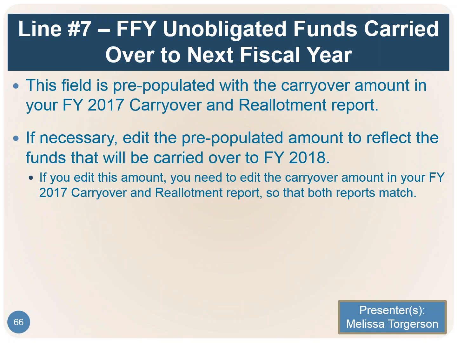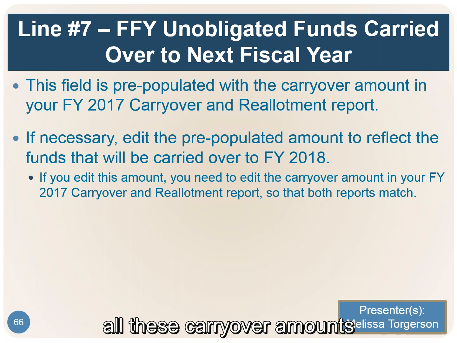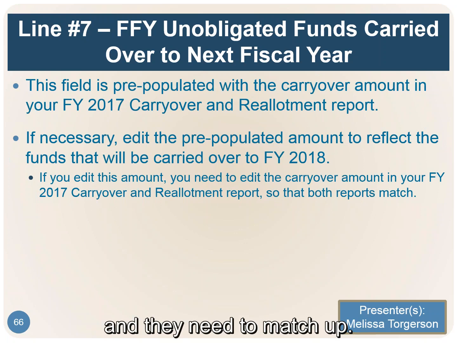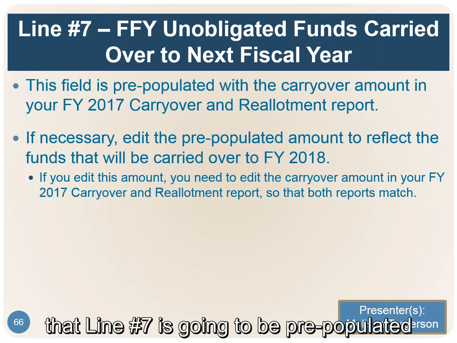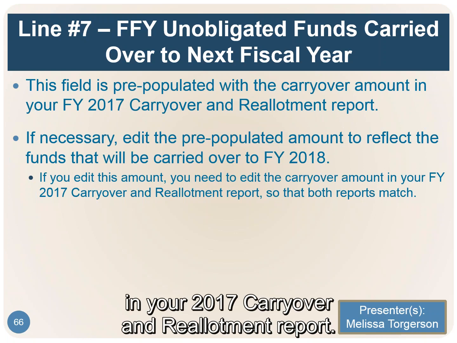So the field here is once again, remember we talked about all these carryover amounts are referenced in your carryover and reallotment forms, and they need to match up. So you'll notice in your grantee survey that line 7 is going to be pre-populated with the carryover amount in your 2017 carryover and reallotment report.